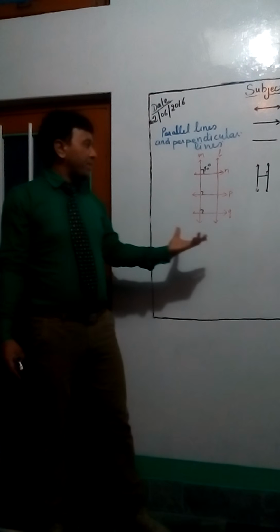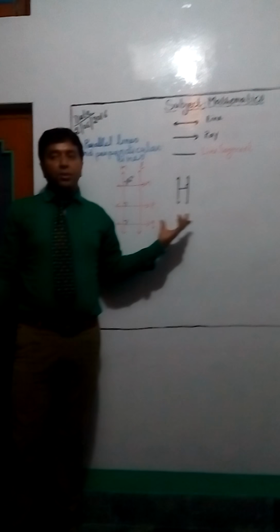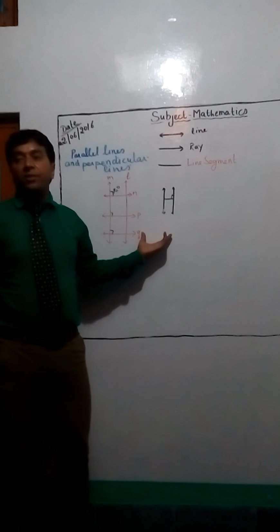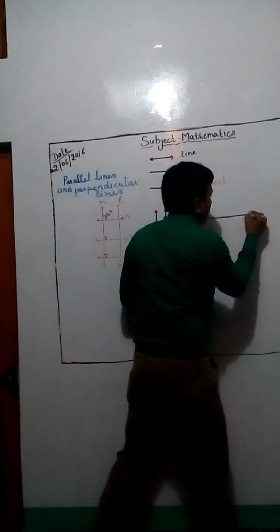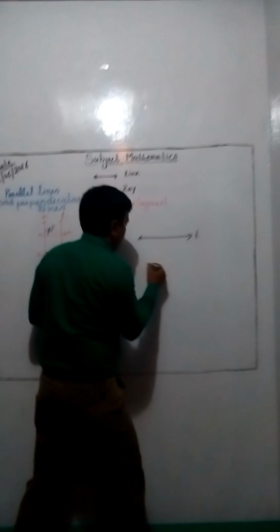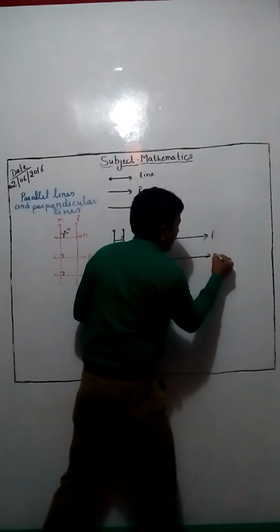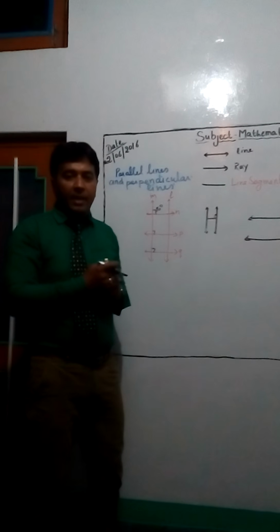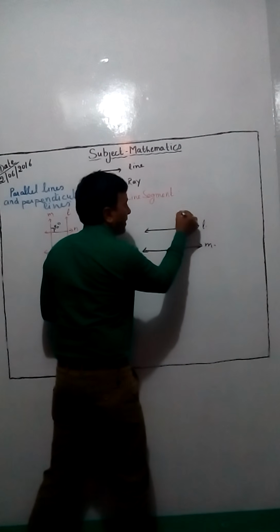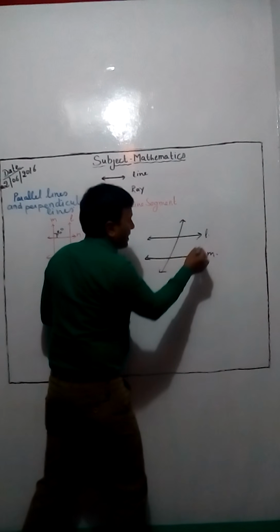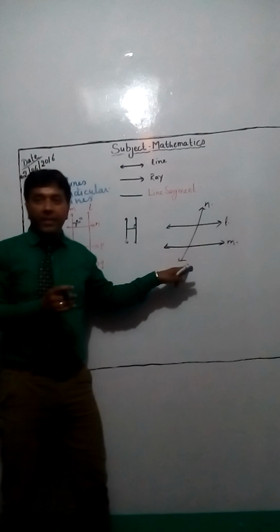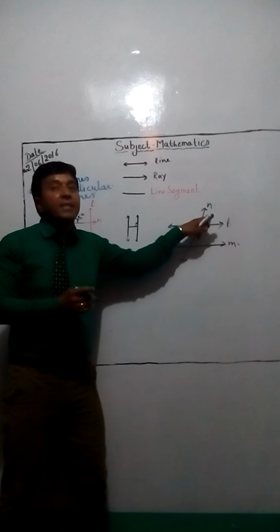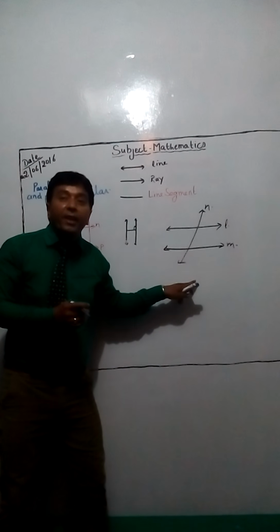So there are numerous things in our day-to-day life where we use this concept of parallel lines and perpendicular lines. Now a question arises: when there are two parallel lines, let's say these are parallel lines L and M, and we draw one more line, let's say this is N, what do we call this line? We call this line a transversal line.